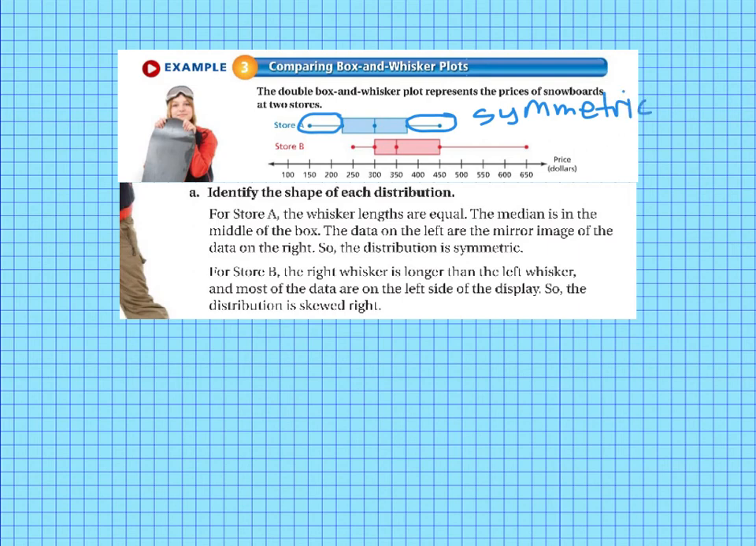For store B, we have a right whisker that is much longer than the left whisker, which means that it is skewed right. So that's how you tell, and you can show the two different distributions on one number line.